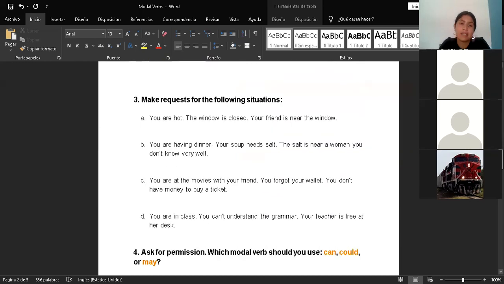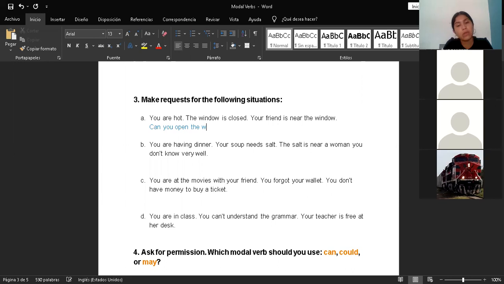Next exercise says, make requests for the following situations. I'll do the first one with you, and then I'm gonna give you time to do the rest on your own, okay? So the first context is, you're hot, the window is closed, your friend is near the window. How would you ask? What would you ask? Can you open the window? Very good. Can you open the window, please, maybe?